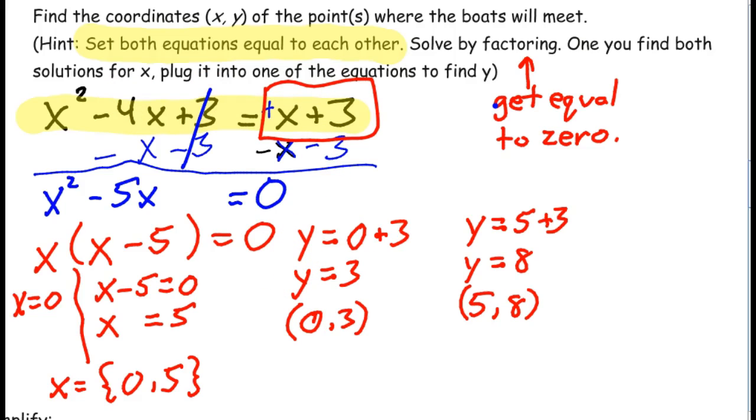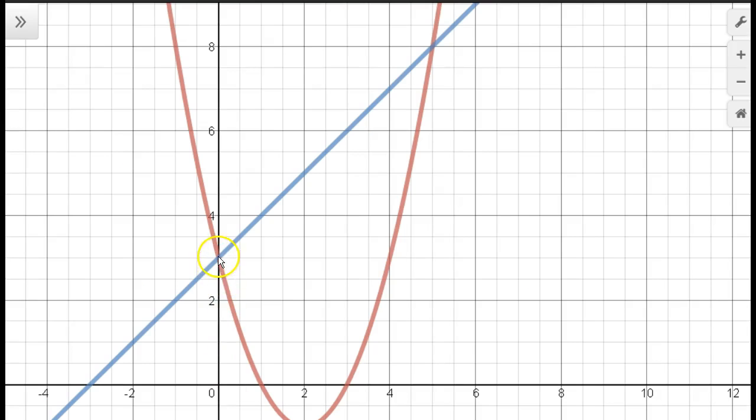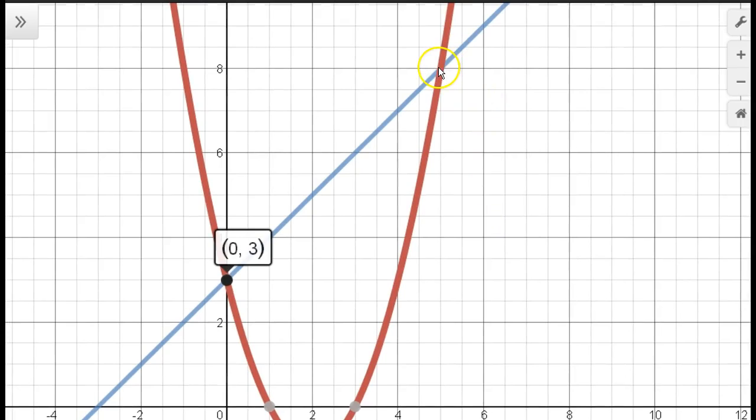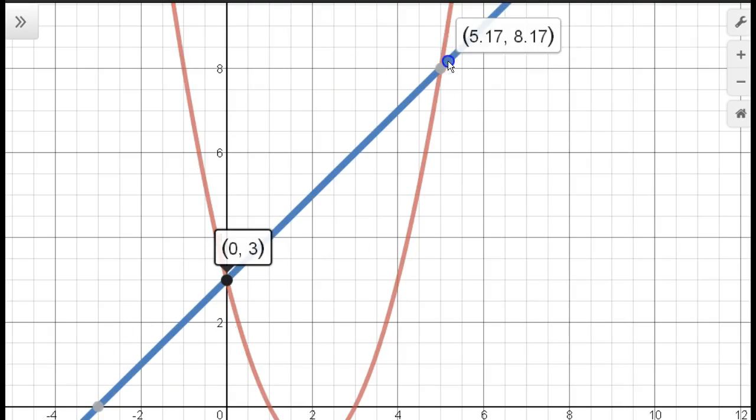Okay, and if we go back to our graph, remember, 0, 3 and 5, 8, we can see where they intersect. Right here at 0, 3, and right here at 5, 8. So that's what this question was asking, where would they run into each other? One's going a curved path, one's going a straight line. Where would you run into one another?